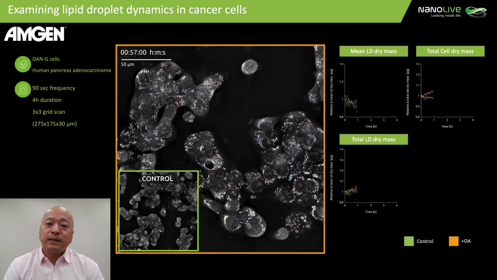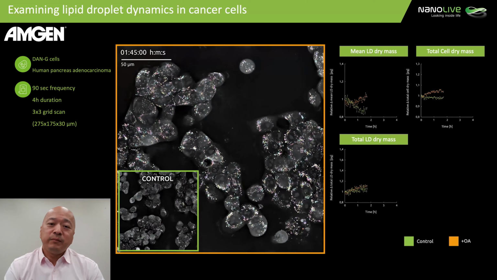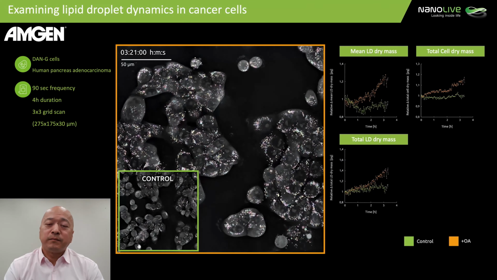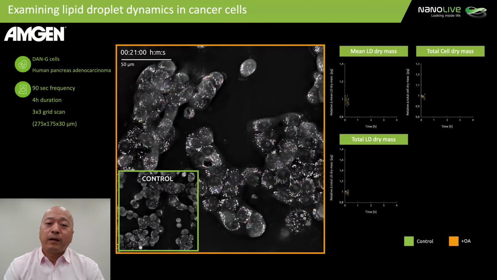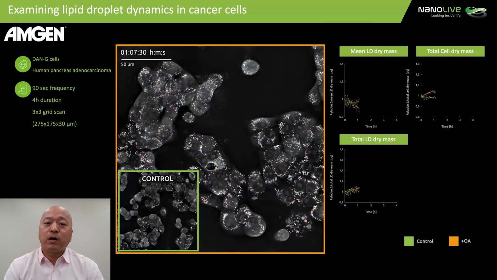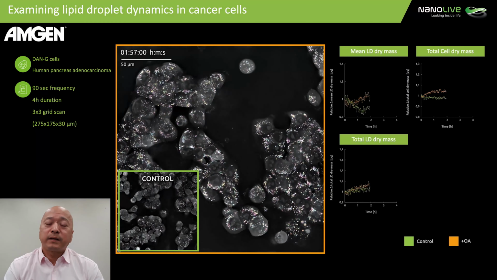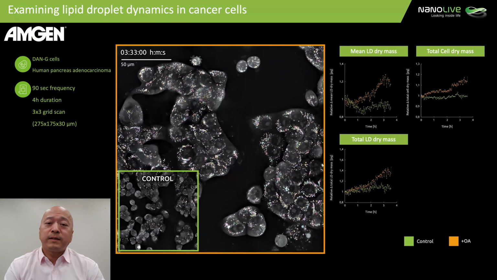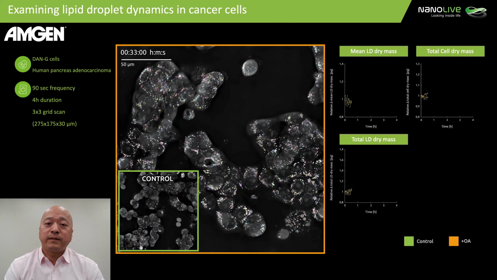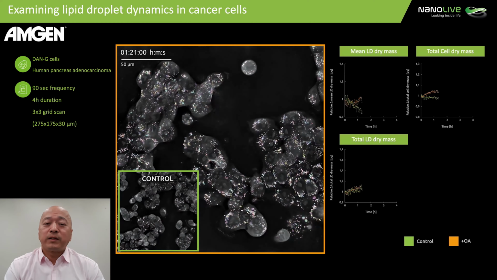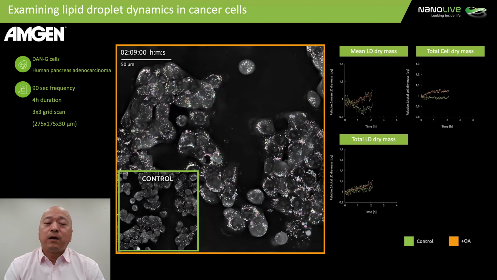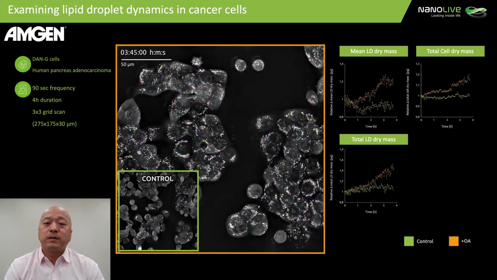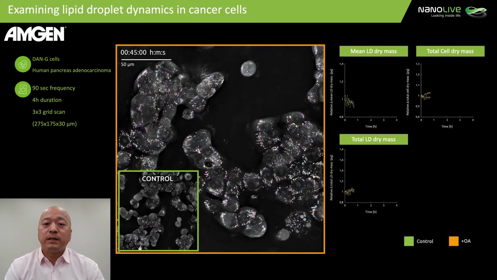As shown in this slide, in this case study, time-lapse images were collected on a Nanolive CSA system every 90 seconds for a total of 4 hours on a pancreatic cancer cell line called Danji cells, with and without OA or oleic acid treatment. As shown in this video on the left, oleic acid treatment can clearly cause the accumulation of lipid droplet in these cells.